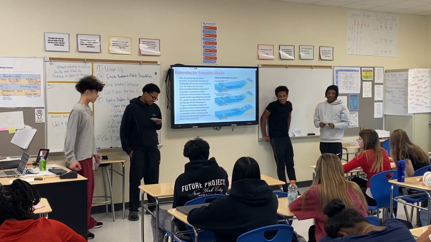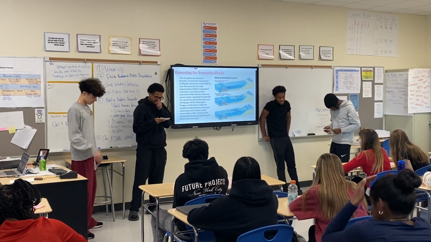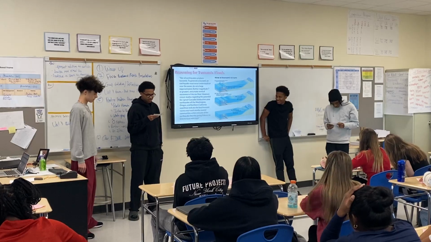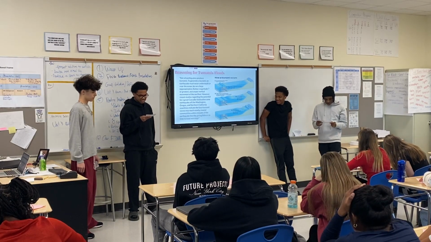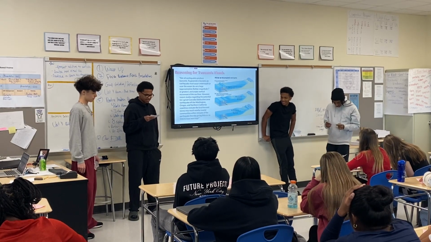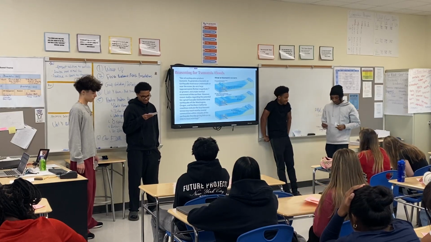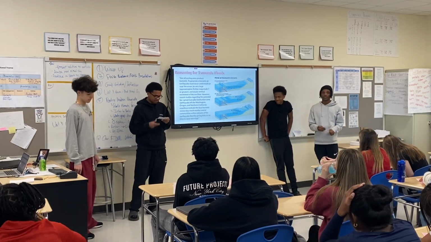Reasoning for tsunamis. For tsunamis to form, an earthquake must happen underneath or close to the ocean. The earthquake has to be a magnitude of 7 or greater and create a vertical movement of the seafloor.